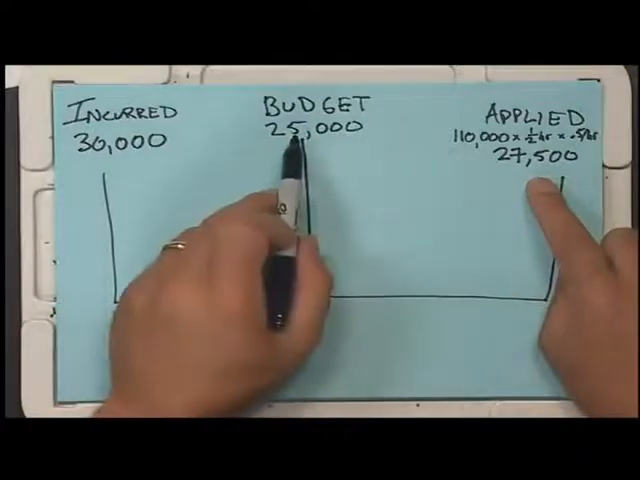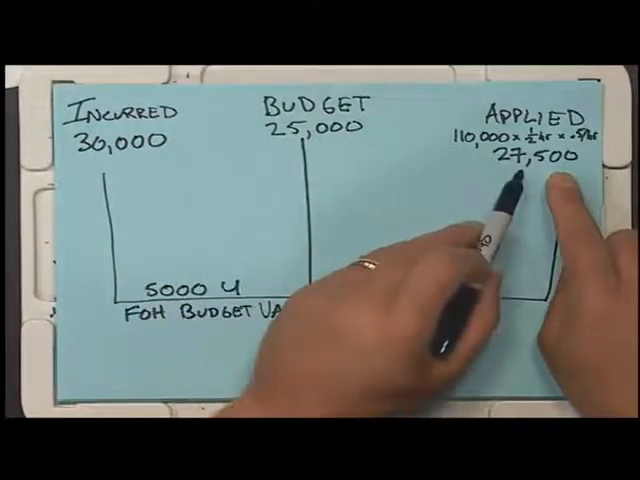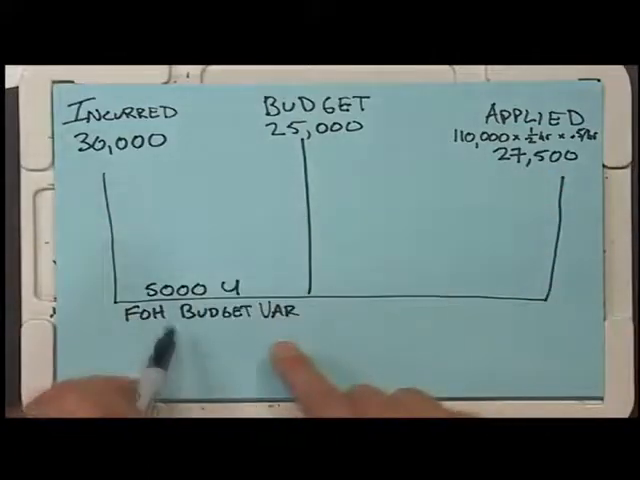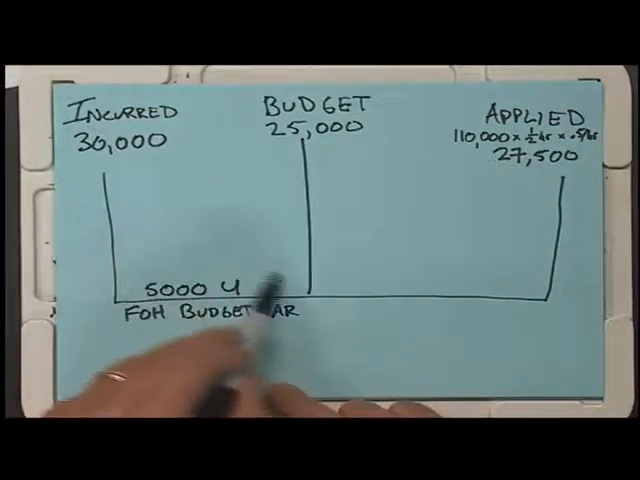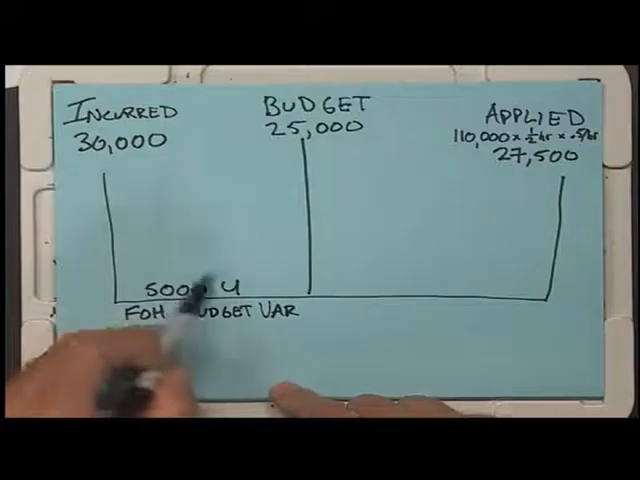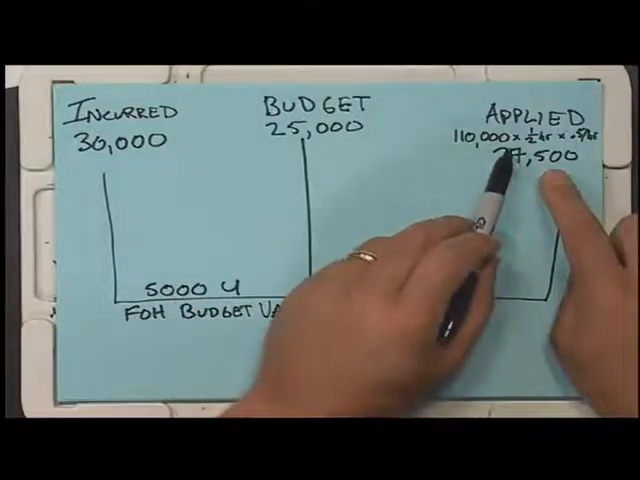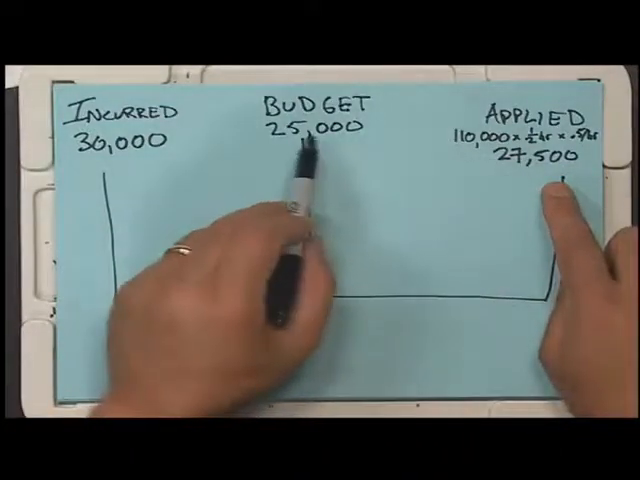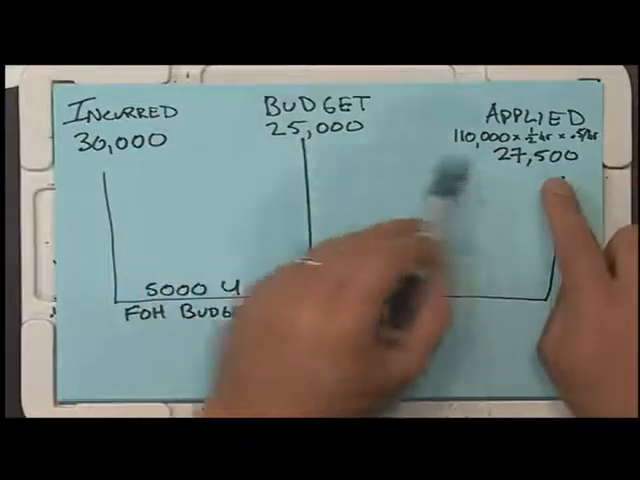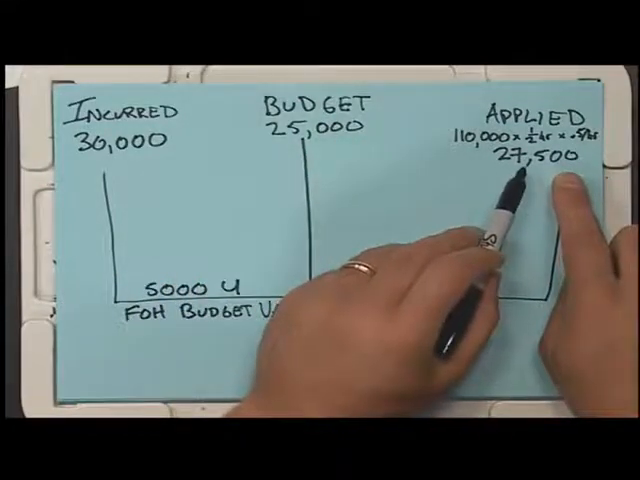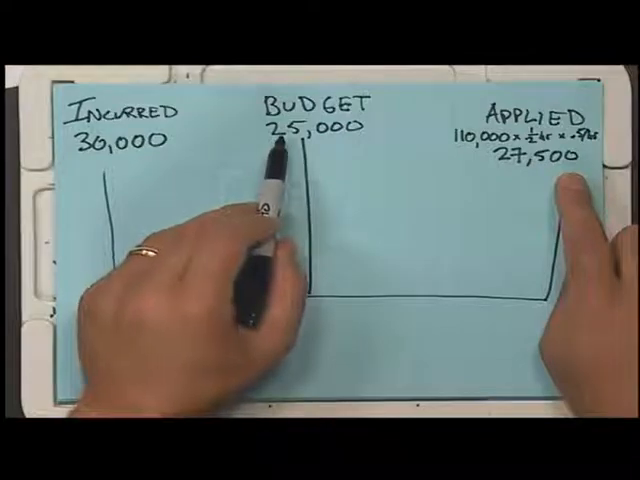This applied amount, well, after you consider this $5,000 cost overrun, now we have a little component of overapplied overhead, because we applied $27,500 when we only budgeted $25,000.